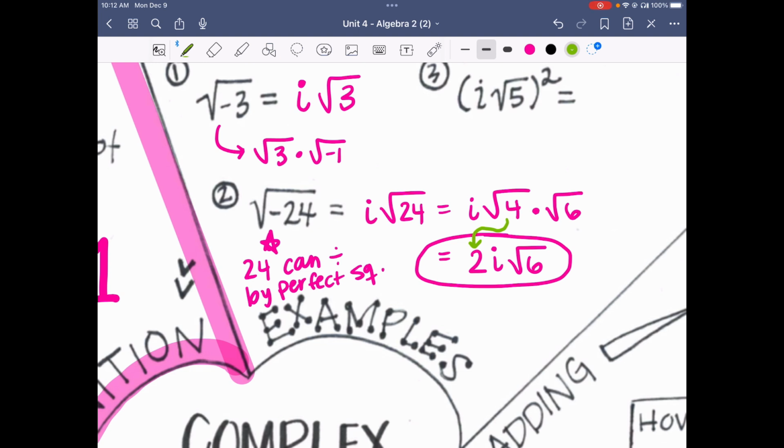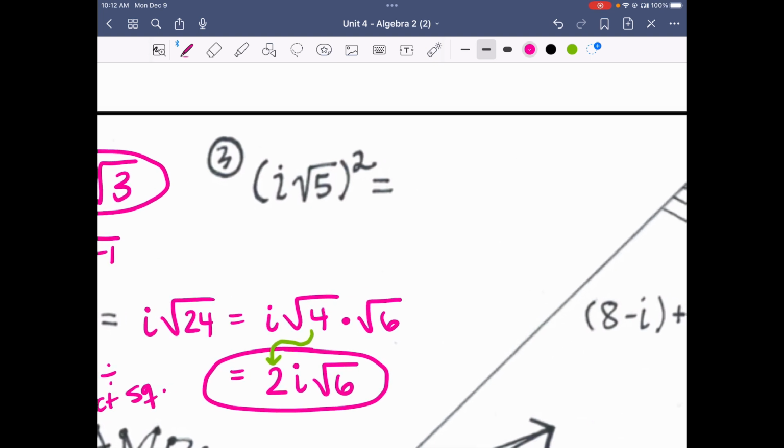And now we're looking at example 3. I want you to try this one and pause the video. I'm going to go ahead and go over the answer, but please pause it and try it. In this problem, we are squaring both the i and the radical 5, so you can think of this as almost squaring both of these things here. Because there's no addition or subtraction involved, I am allowed to do that. I don't need to expand it out.